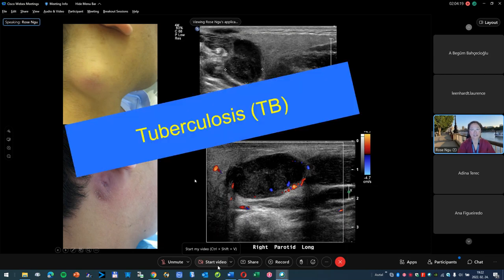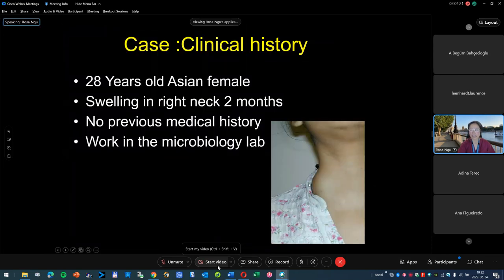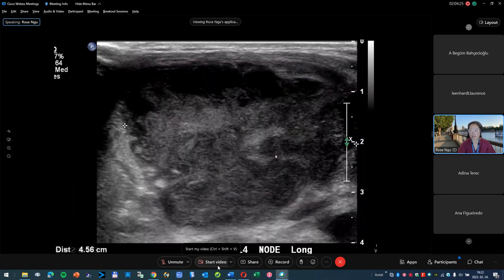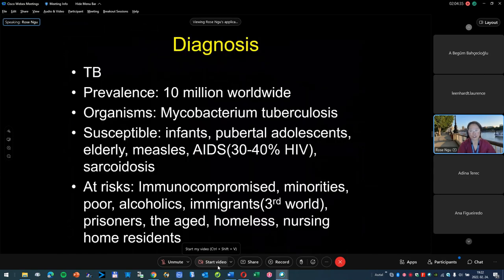And this is TB. Again, if you see something similar in the neck that is solid, completely necrotic looking, and this was a 28-year-old female who works in a microbiology lab, she also has TB. It's common, 10 million worldwide. A lot of places are no longer vaccinated, no longer giving BCG, and these groups are at risk, as you already know.